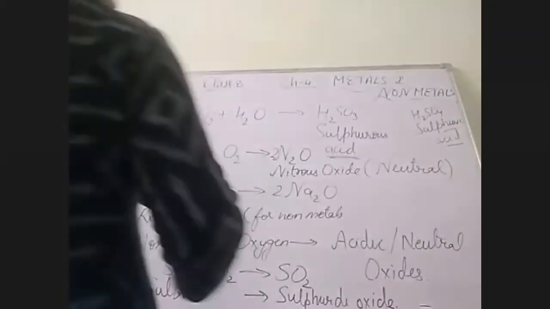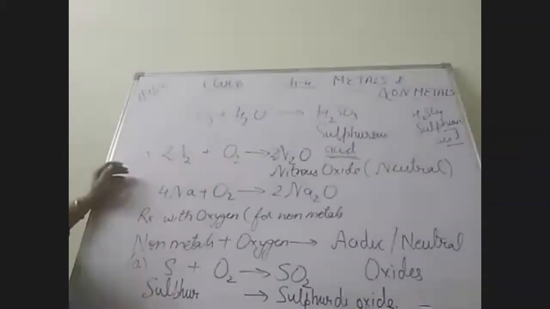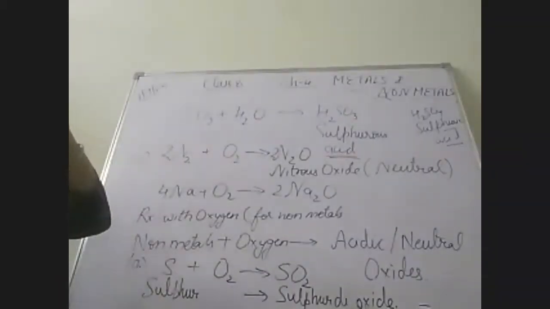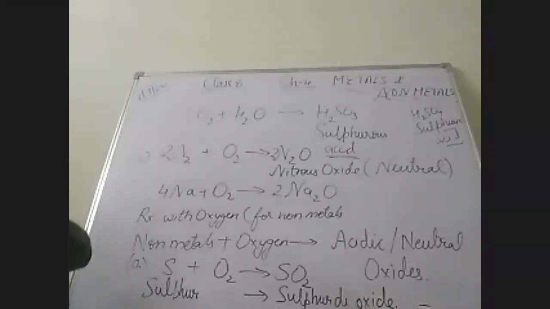So metals, when they react with oxygen, form basic oxides, and when non-metals react with oxygen, they form acidic or neutral oxides.